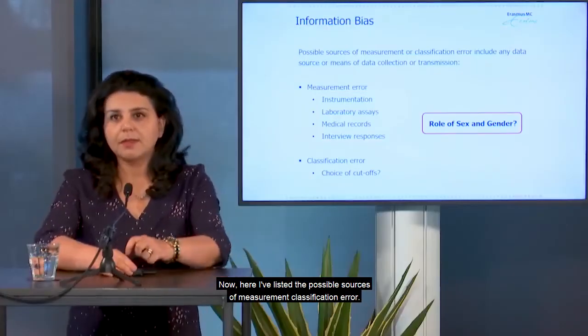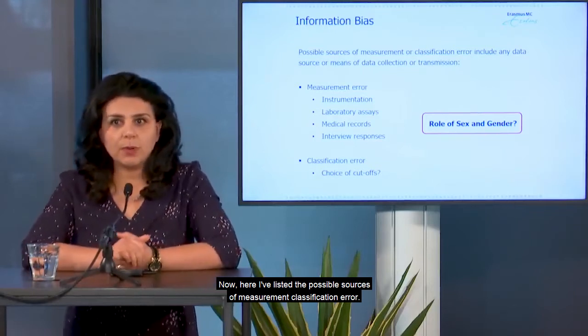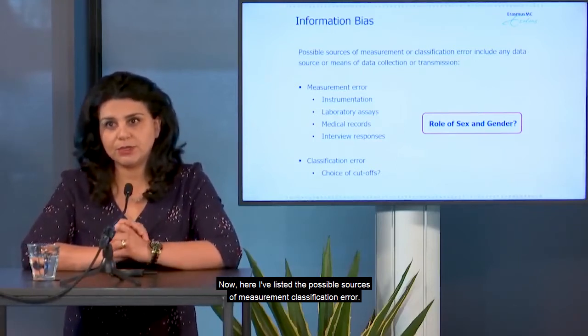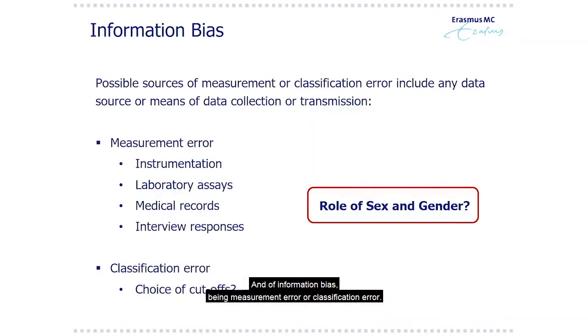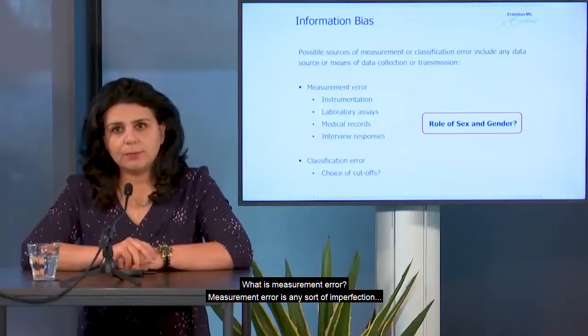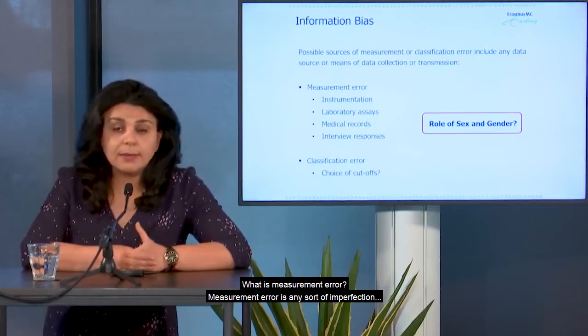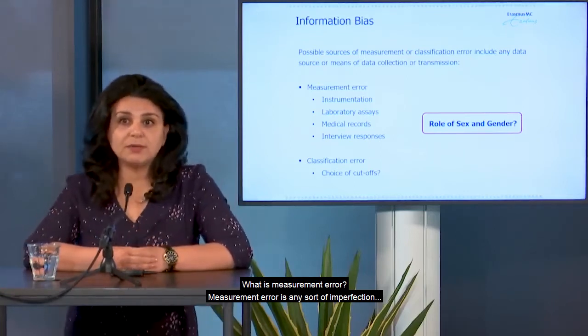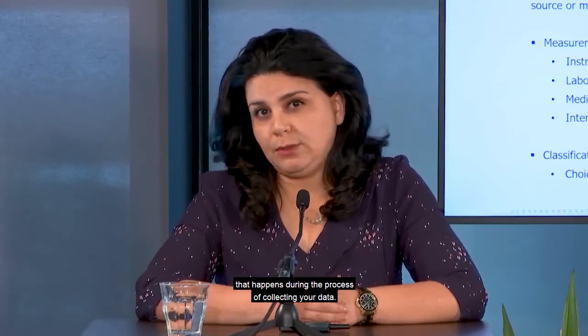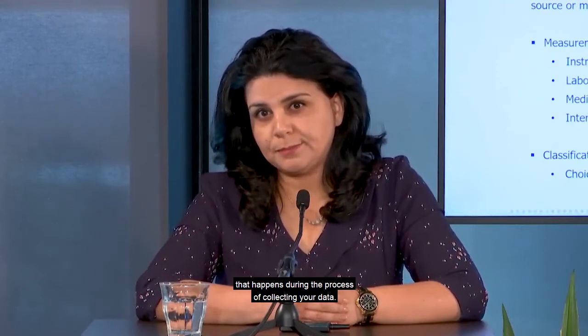Now, here I've listed for you the possible sources of measurement classification error and of information bias, being measurement error or classification error. And I want you to think with me over the role of sex and gender here. What is the measurement error? Measurement error is any sort of imperfection that happens during the process that you're collecting your data.